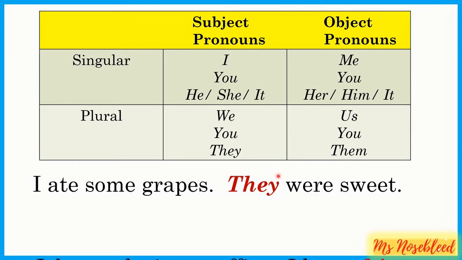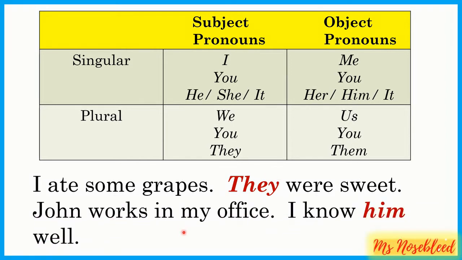Okay, next. John works in my office. I know him well. Him is obviously an object pronoun. You use an object pronoun because there is the verb. Okay? The verb identifies him as the object. Okay? All right?